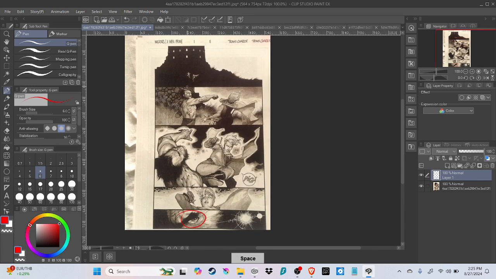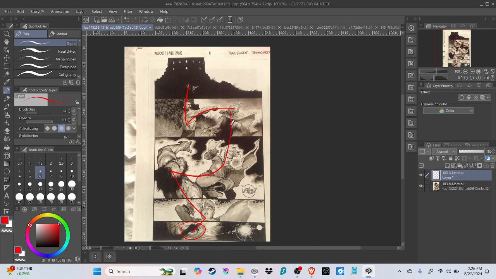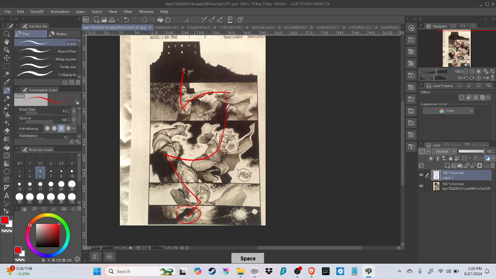So there's a couple of different things that we notice. For one thing, there is this motion from here to here. And then we could say it goes from here to here to here to here, right? So there's this kind of back and forth motion that goes throughout the entire drawing.